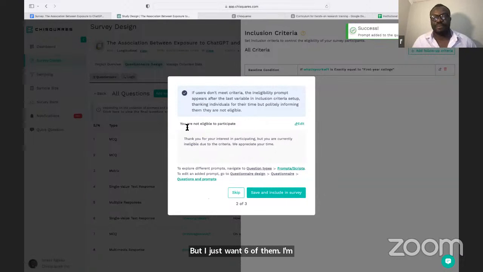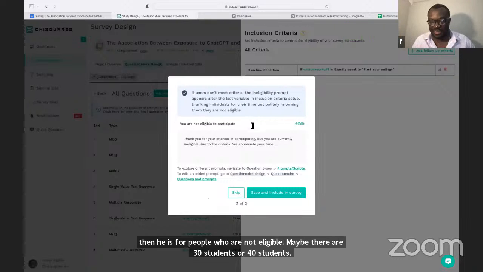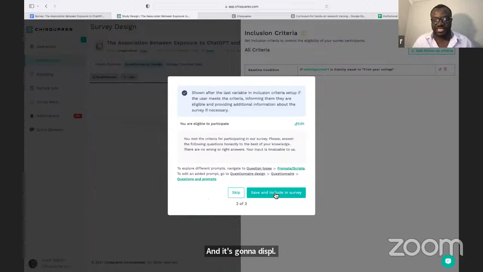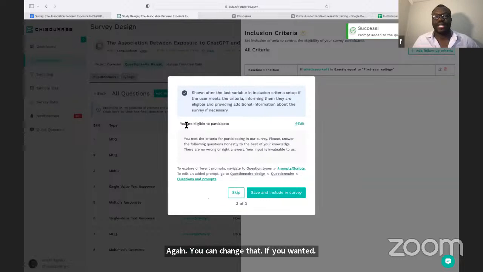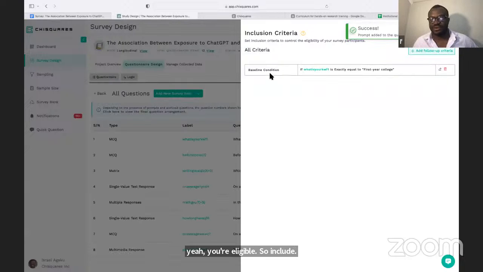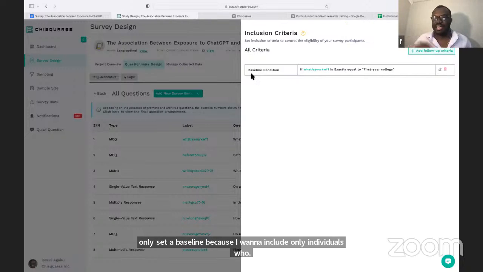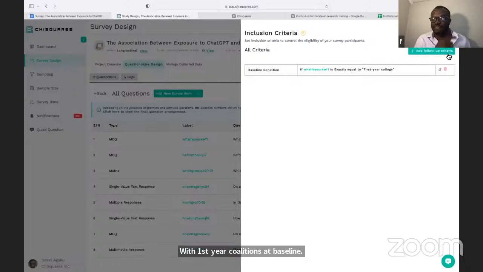And then here, for people who are not eligible, maybe they are third-year students or fourth-year students, it's going to tell them you are not eligible to participate. And it's going to display this text. Again, you can change that if you wanted. I'm just going to save and continue. And then for those who are eligible, it will tell them, yeah, you're eligible. So save and include. So now we've set up the inclusion criteria. Again, I only set at baseline because I want to include only individuals who were first-year college students at baseline. I have not set up follow-up criteria because everybody who was eligible at baseline is eligible for follow-up. So I'm not setting up follow-up criteria for that.